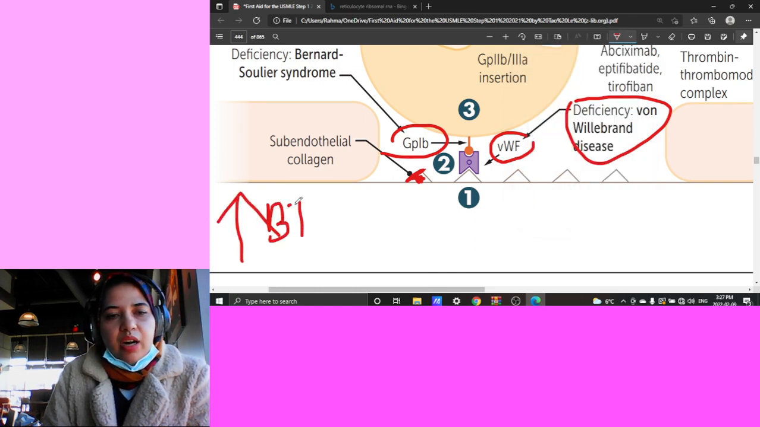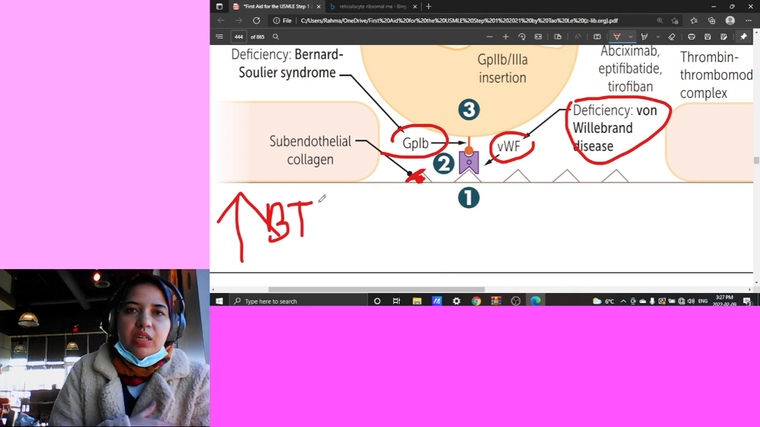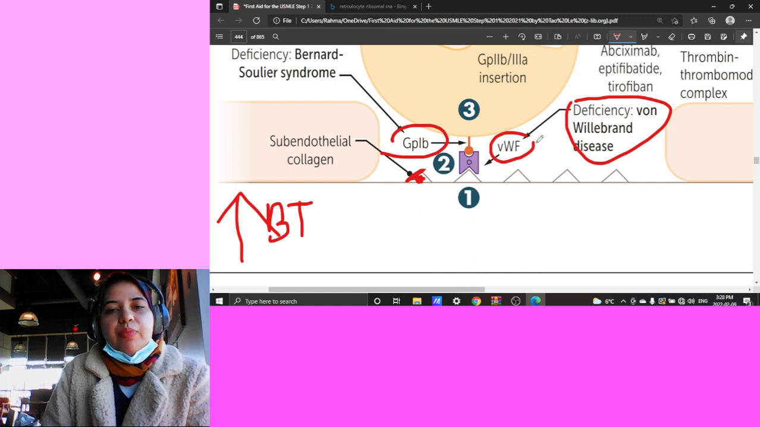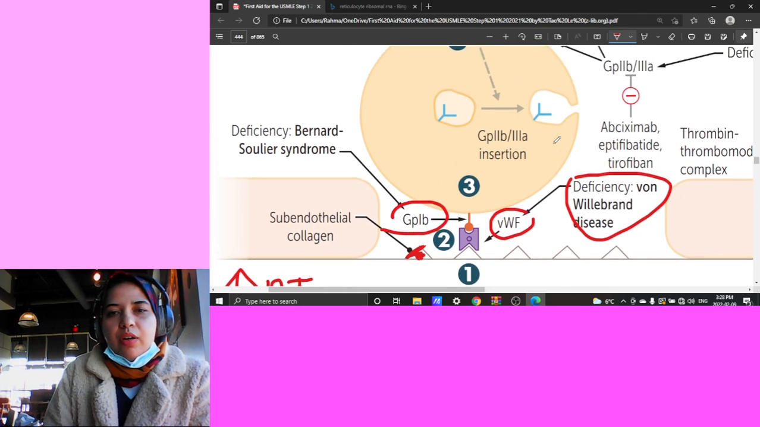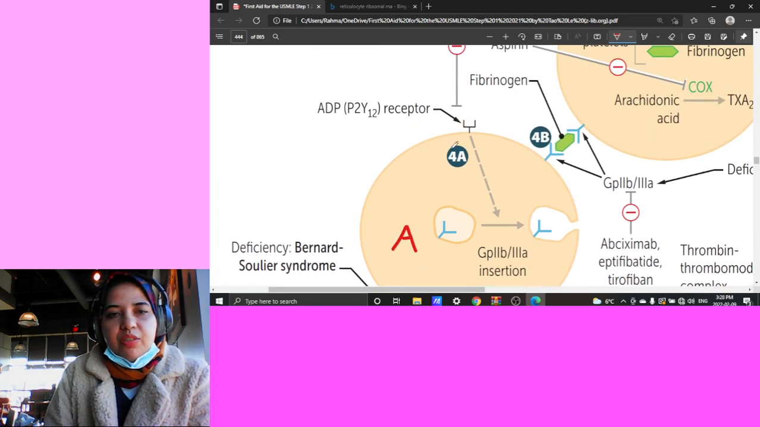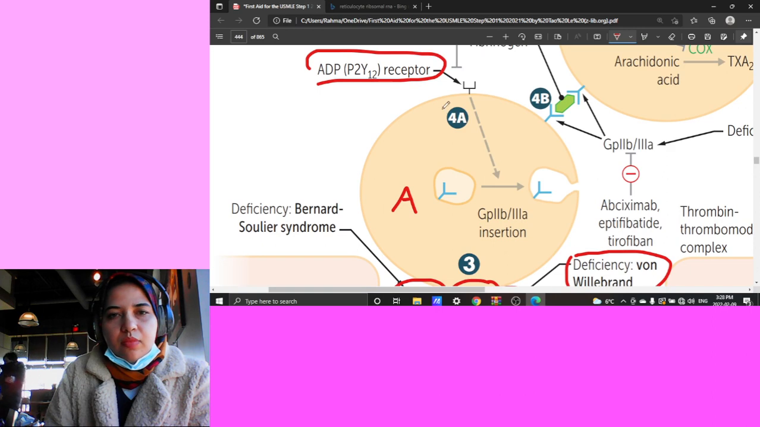So you want to look for other high-yield words. So if you have an increase in bleeding time plus no aggregation on ristocetin assay or ristocetin aggregation test, you're going to have GP1B or von Willebrand factor deficiency. Think of these two conditions. Let's move on to the next thing. So we say when this binding happens, you're going to have an activation. That activation is going to be due to insertion of this receptor on the surface. So this side's going to be triggered, and that's going to cause insertion of this new receptor, GP2B.